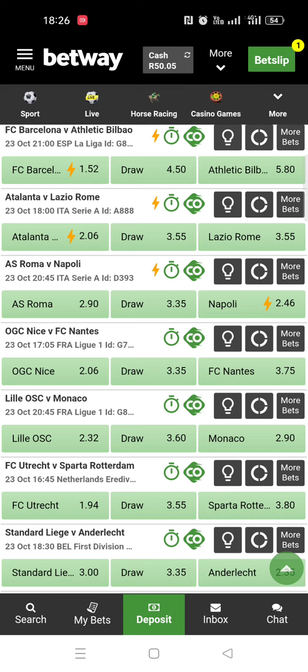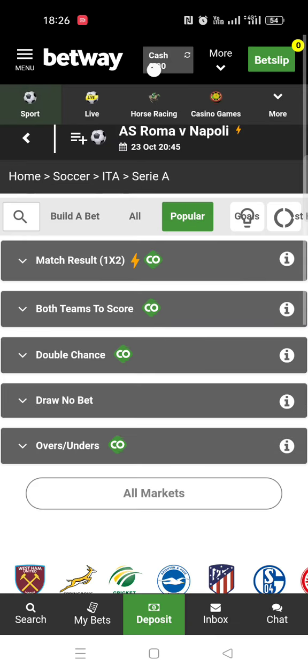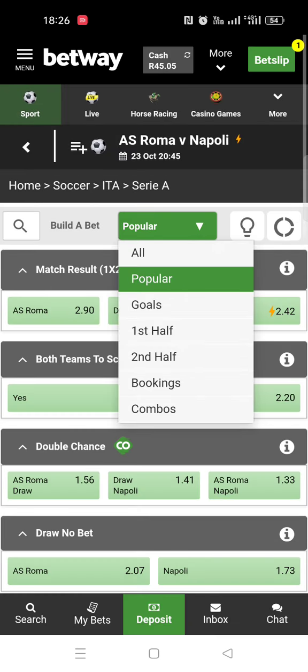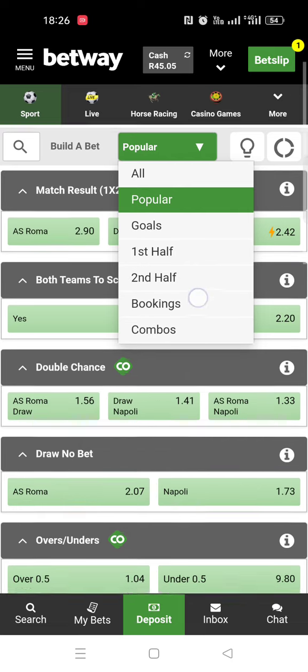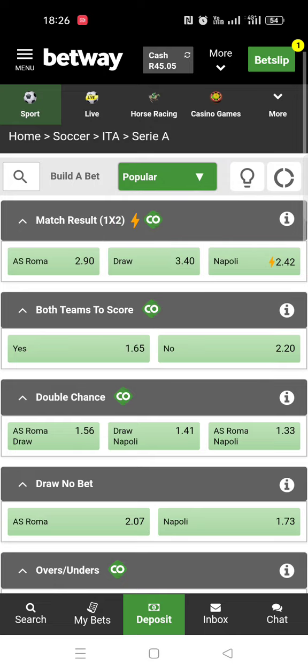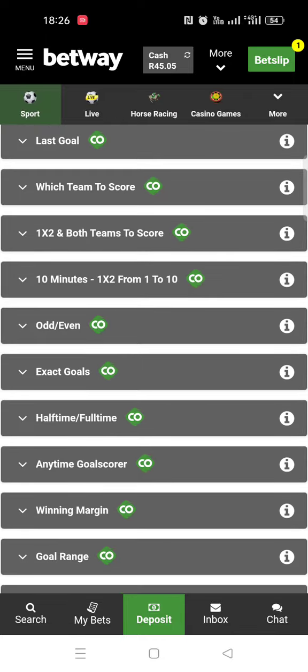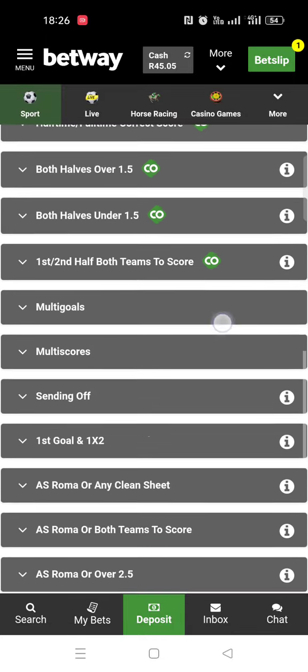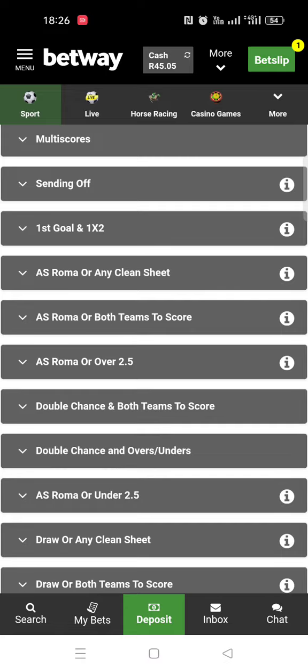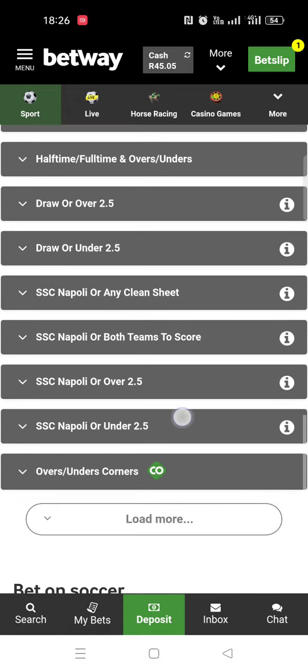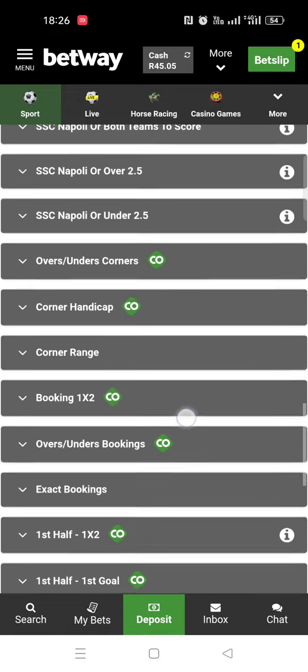Roma versus Napoli. They are both good teams, but I think Napoli has the upper hand against Roma. Let me see popular ones. Let me just see all. I just want to see what I'm talking about. I don't want to speculate about these odds. I doubt they are always in that range of 1.45, but I believe they are always good, man.